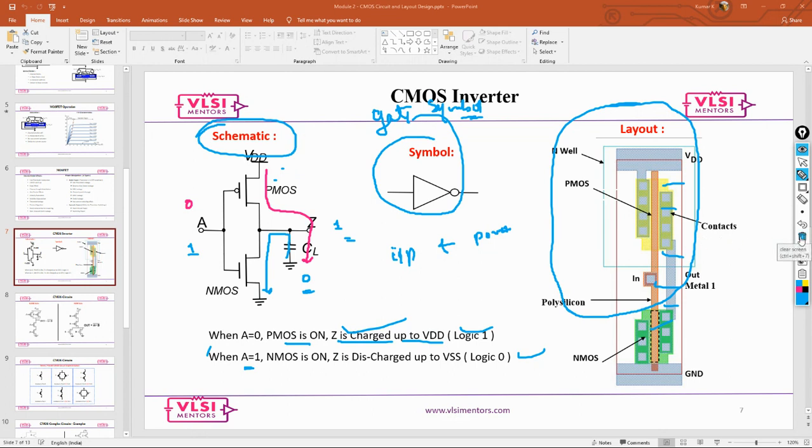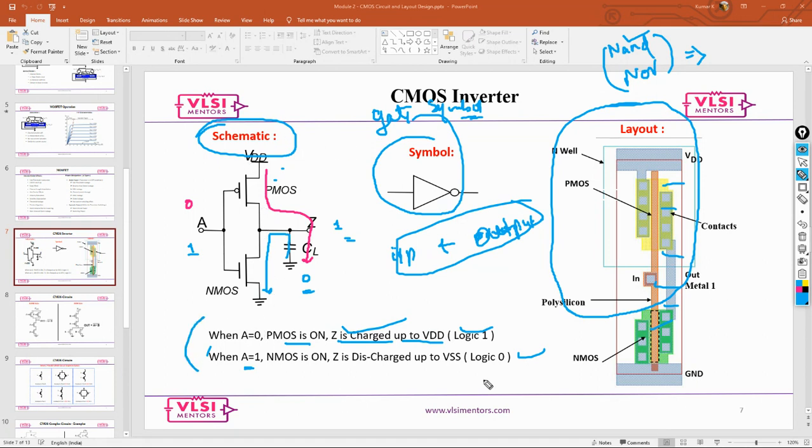Now, for the upcoming week, I want you to understand NAND and NOR operation, the input and output relation. I'll explain the inverter, but the next week's assignment is where you have to explain the NAND schematic and NOR schematic, and write the conditions of what is getting turned on when.